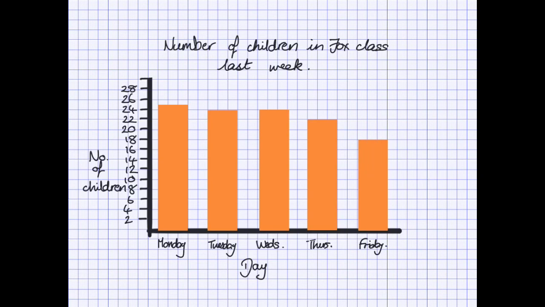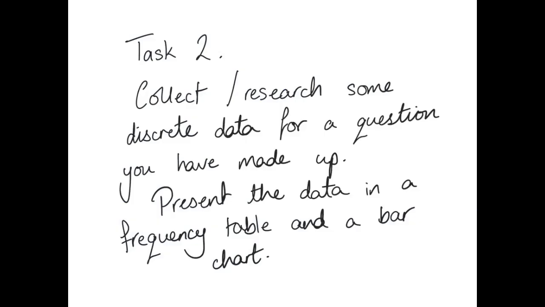So those are the things you need to have in your bar chart: title, axis labels, even scale, separated bars. It goes without saying you're going to draw it with a ruler. So this is your second task. You can collect or research some discrete data for a question you've made up. It might be one of the questions you've made in the previous 2 lessons. It might be a new one. I want you to present the data in a frequency table and a bar chart.